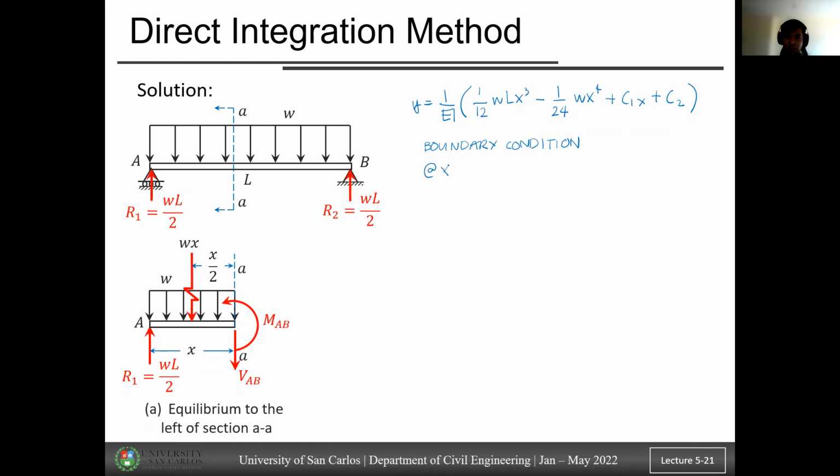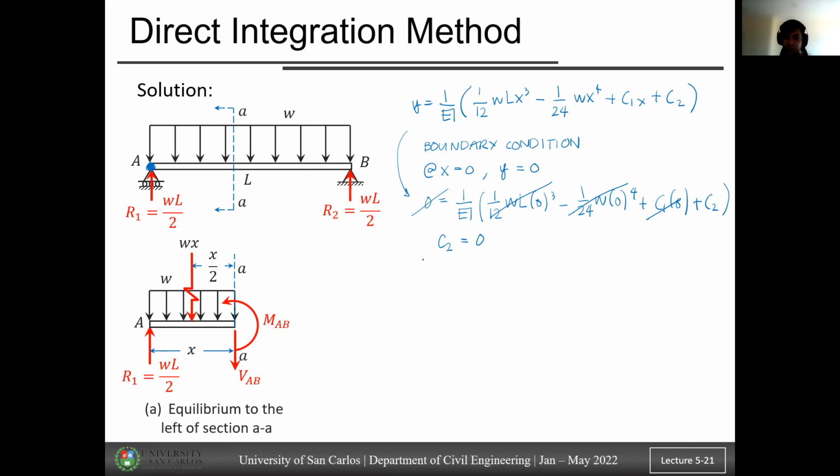Okay, so let's say at X equal to 0, the deflection is 0, meaning at point A, y is equal to 0 as well. So you're going to get 0 is equal to 1 over EI times 1 over 12 WL times 0 cubed minus 1 over 24 W times 0 to the power 4 plus C1 times 0 plus C2. With all the given terms, 0 out, 0 out, 0 out. On the left side it's also 0, so what's left is just C2. So C2 is equal to 0. If you multiply EI to the other side, C2 is equal to 0.